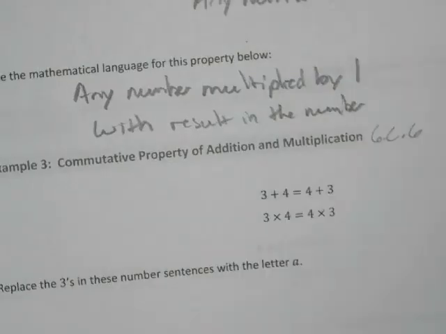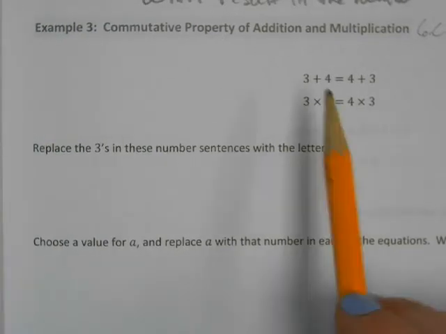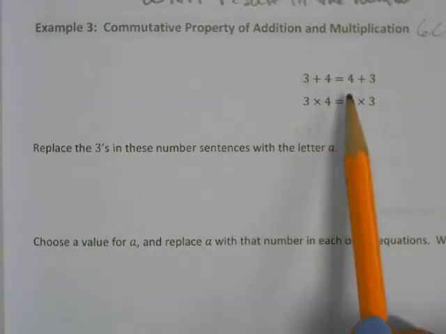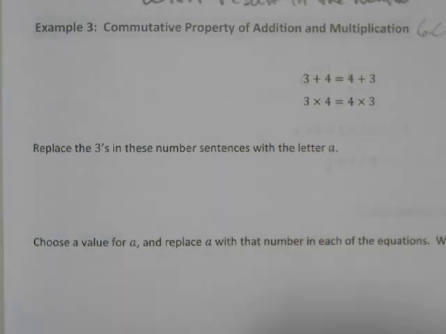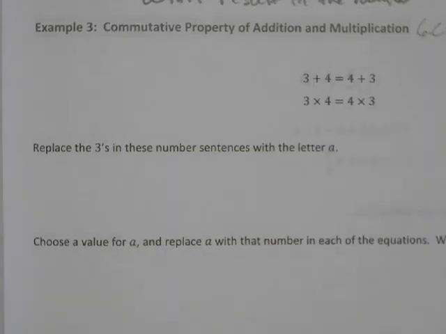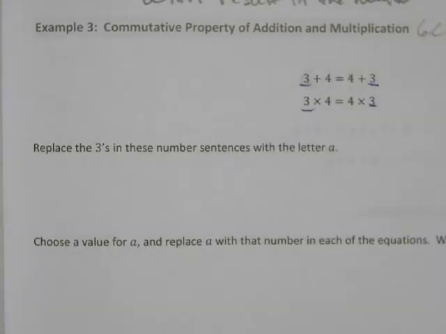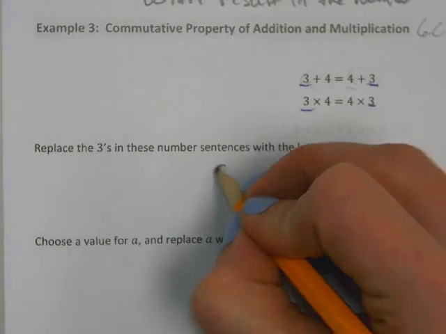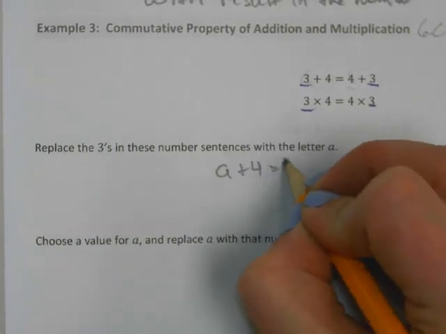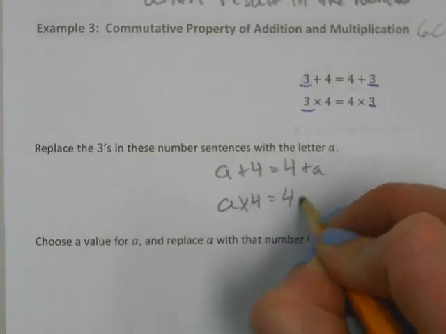And our last property is the commutative property of addition and multiplication, where you can change the order of what you're adding and you still get the same answer. It says replace the 3's in these number sentences with the letter A. So here are my 3's. We have a 3 here, here, here, and here. And then the rest will stay. So that means 3 plus 4 becomes A plus 4, which is equal to 4 plus A, or A times 4 is equal to 4 times A.